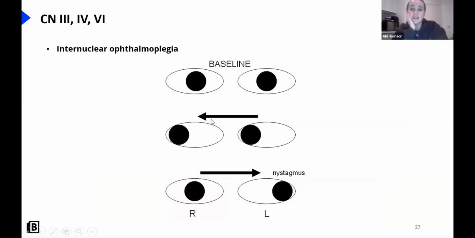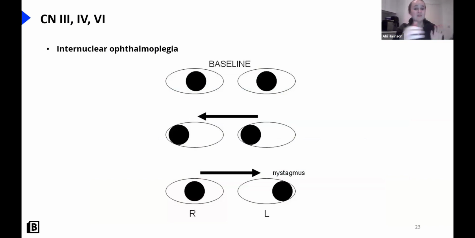This is a quick slide on internuclear ophthalmoplegia, which is a lateral conjugate gaze palsy that's associated with multiple sclerosis. You get a sclerotic lesion in your median longitudinal fasciculus, or MLF, which is essentially a really highly myelinated part of your nerve, which is why it's predominantly affected in MS. The patient, when you ask them to look one way, will look one way completely normally.